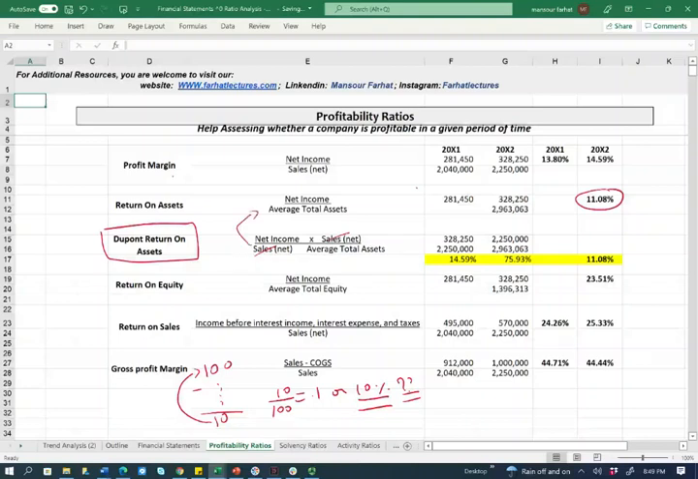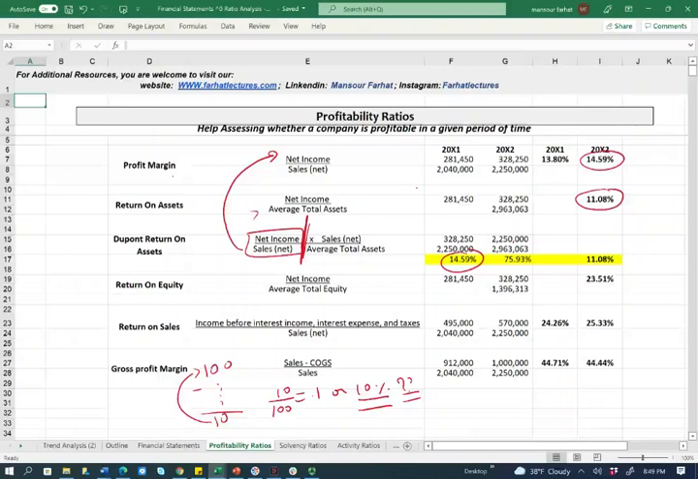So why are we going through all this trouble if we already computed return on asset? Well, let me show you why. If we break this down into two parts, net income divided by sales is called the profit margin. It's showing us how much the company is making for every dollar in sales. For this particular company, their profit margin is 14.59. It means for every dollar in sales, they're making 14.59.